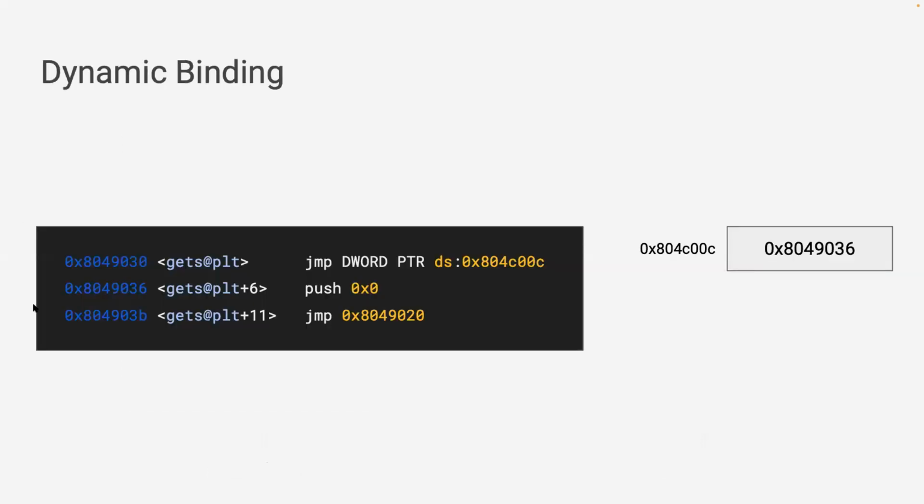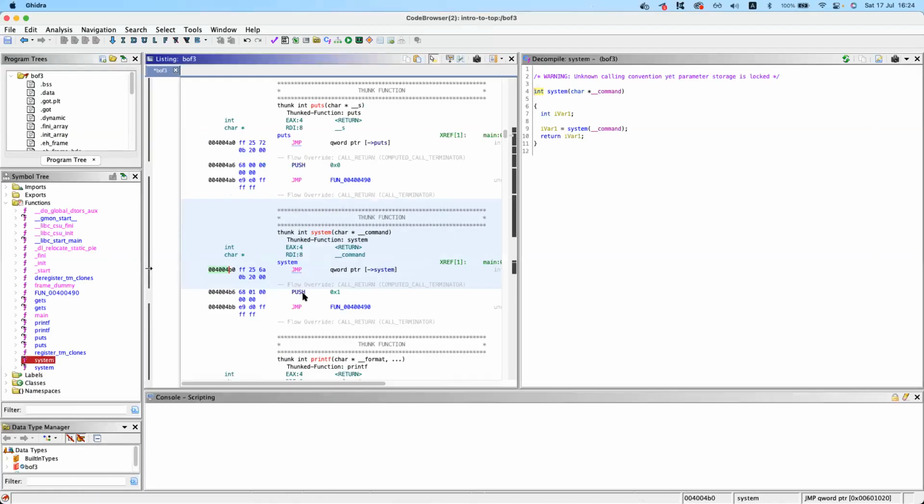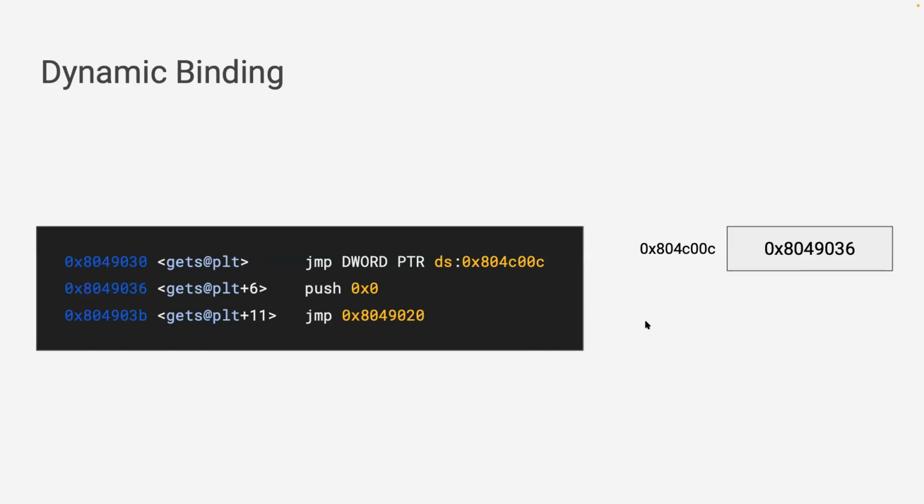So PLT looks like this. This is one PLT entry. So this is for gets. And you might recognize this jump, push, jump pattern. So this is the PLT entry, and then this is the GOT entry, let's say for gets. What this does is, these two can perform a thing called dynamic binding, which is resolving the address of the function when you call it, when you actually need it.